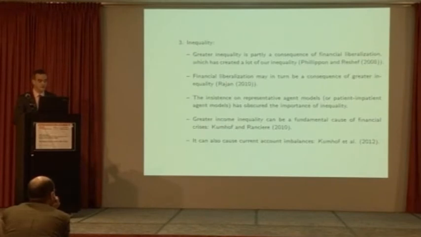The insistence on representative agent models, or even on impatient agent models, has obscured the importance of inequality. And in our joint paper, Kumhof and Rancière 2010, we show that greater income inequality can be a fundamental cause of financial crises.